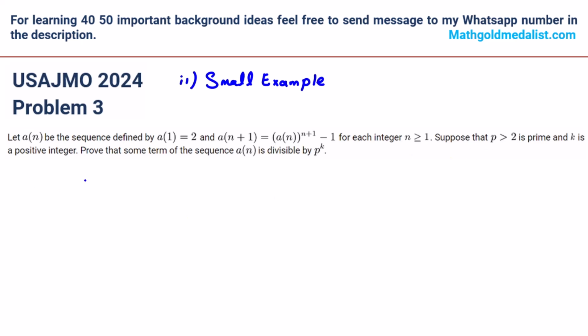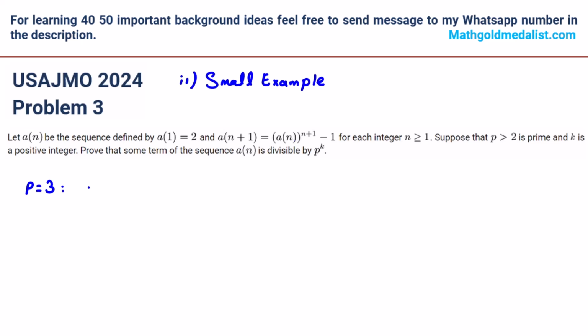Okay? First P that we should check is what? P equals 2? No, because it says P is greater than 2. So the first P is 3. And it says k is a positive integer. So you should prove what? You should prove for each power of 3 there exists an element in our sequence that is a multiple of that. Okay? So let's see what happens here.